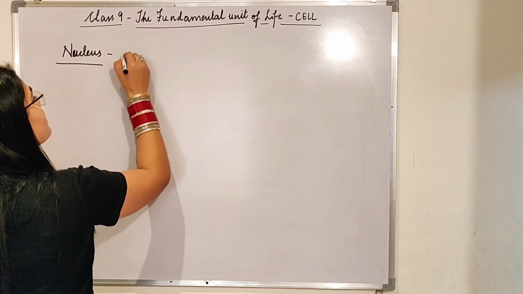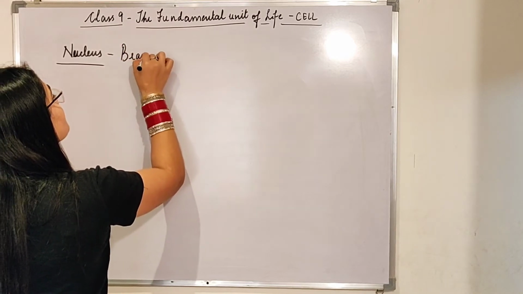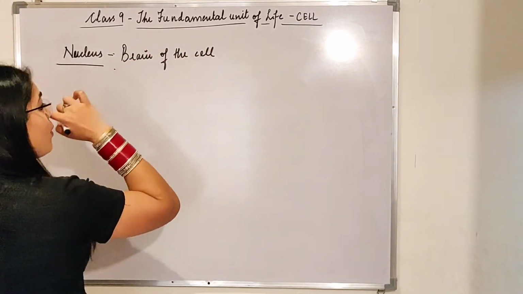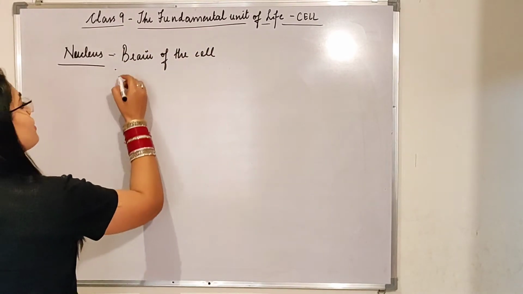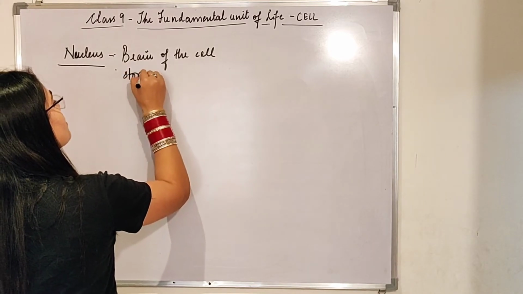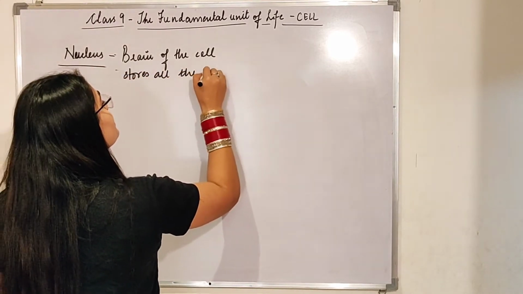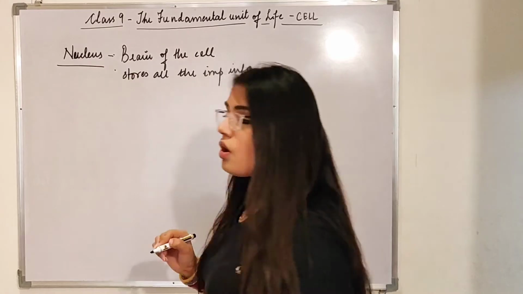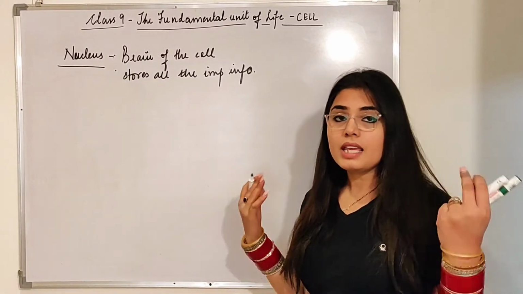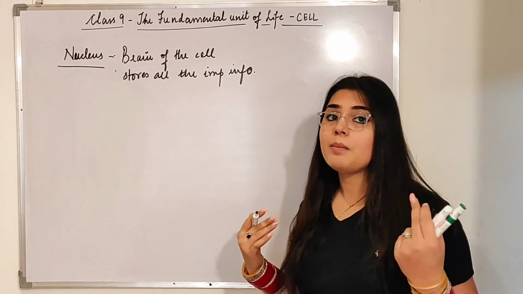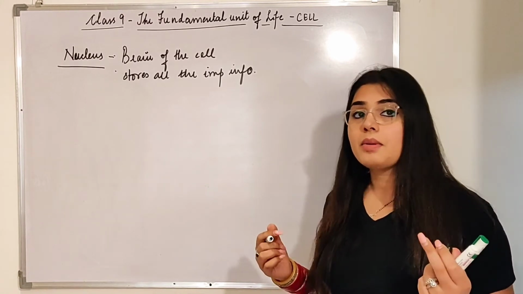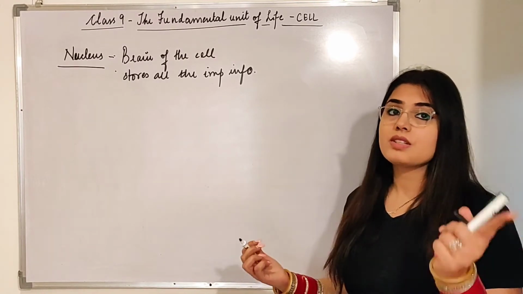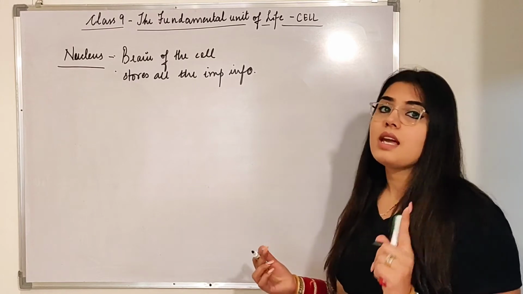It is known as the brain of the cell. Why, beta? Because it stores all the important information. Like in your body, your brain helps in storing all the important information. In the similar manner, beta, each cell has its own brain. What is that? Nucleus. Why? Because it stores all the important information inside it.